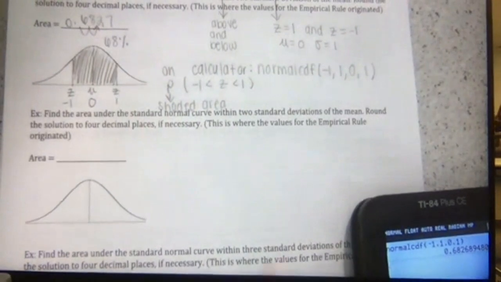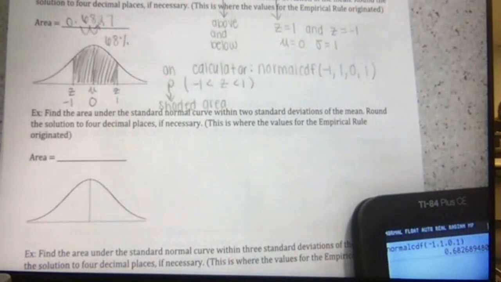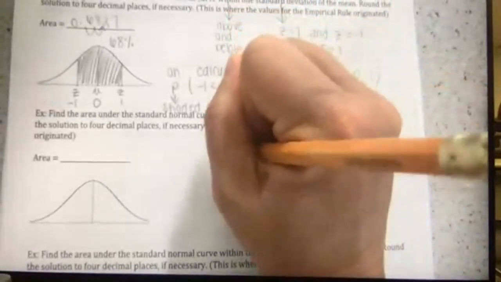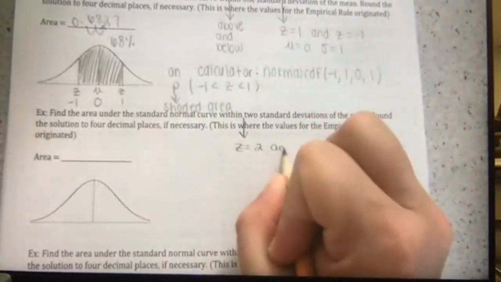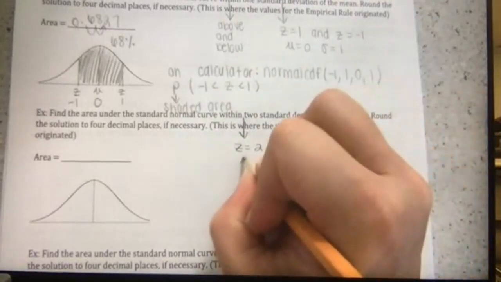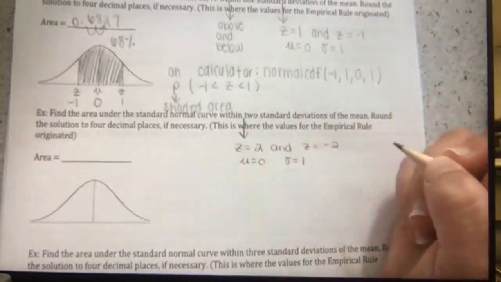So same thing for the next one, but instead of within one standard deviation, now we're looking within 2 standard deviations. So find the area under the standard normal curve within 2 standard deviations of the mean, round to 4 decimal places as needed, and this is where we get our next empirical rule from. So within 2 means that our Z value is going to be +2 and -2. It also tells us, because it's Z, that our mean is going to be 0 and our standard deviation is 1.